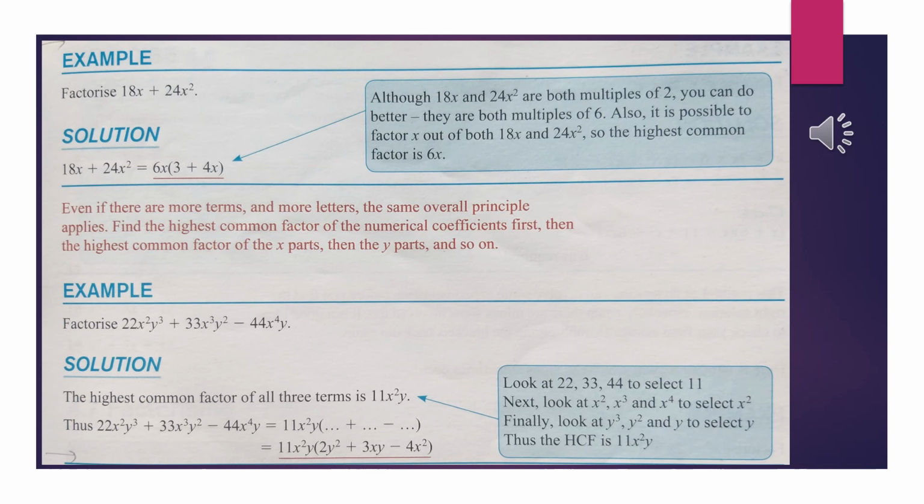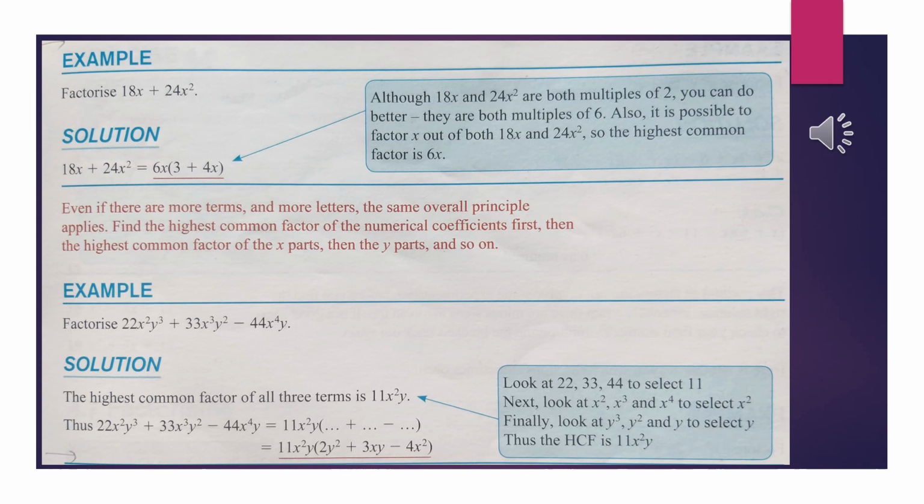Then another example, 18x plus 24x squared. Now for 18 and 24, the highest common factor is 6, and here for x and x squared, the lowest power of x is x. When you take 6x out, the first term inside the bracket remains as 3, plus the second term, when you take 6x out, it comes to 4x. Therefore, your answer is 6x times (3 plus 4x).